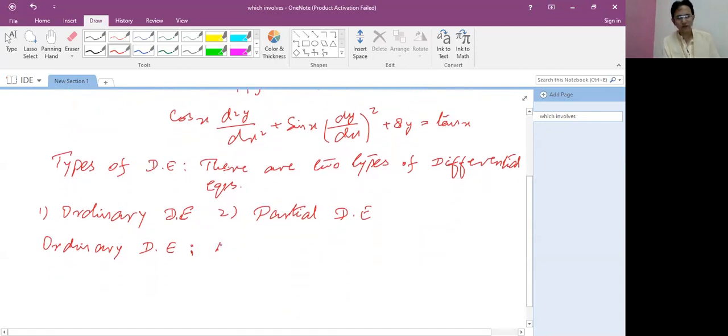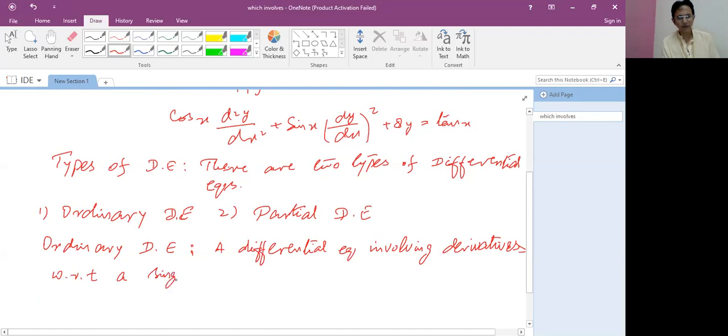A differential equation involving derivatives with respect to a single independent variable is known as ODE. So ODE represents here ordinary differential equation.